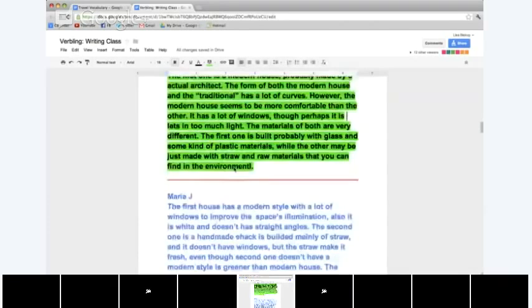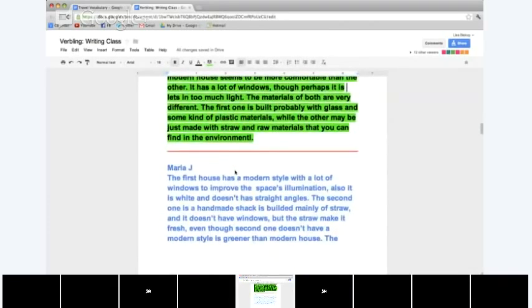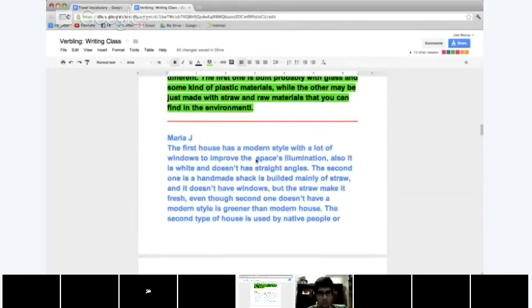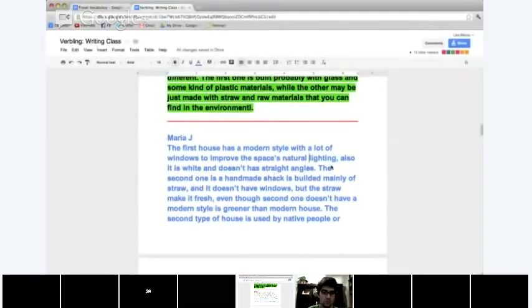Okay, good. The first house has a modern style with a lot of windows to improve the space's illumination. I think we would just say lighting. Illumination would be more like when you actually turn on the lights. Lighting is more like natural lighting. I might say that just to make it more specific that you're talking about natural light from the sun. Yes, through the windows. Natural lighting. Also, it is white and doesn't have straight angles. The second one is a handmade shack.